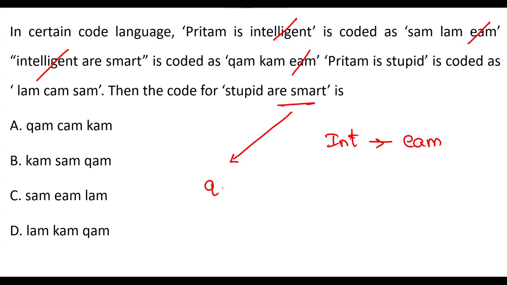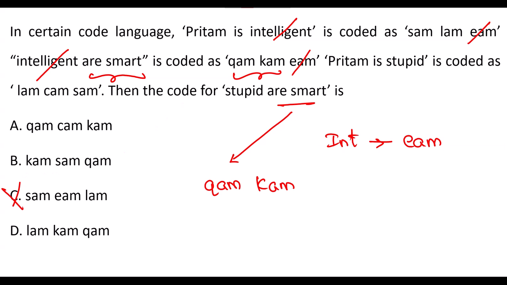what words? QAM, KAM. These two are mandatory in options. It can be in shuffled order. We're not talking about the order. If you just observe this point, R smart means QAM, KAM. Whatever the order may be, I don't worry. So I want QAM, KAM in the options. So except this C, the remaining all are having QAM and KAM.